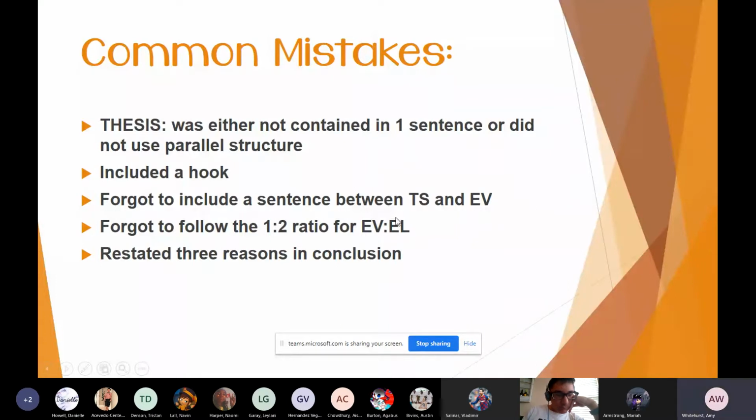Again, elaboration is like the backbone of your essay. That is your words that are analyzing the evidence and emphasizing the importance of the topic.